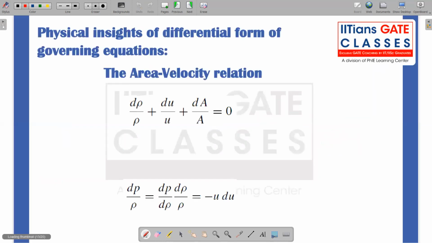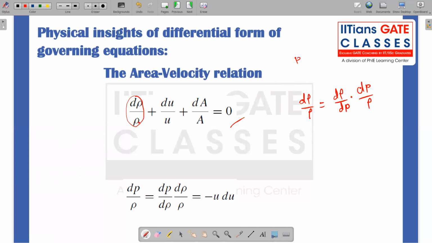So the continuity equation, whatever I had, I can also express in this form, right? So I had it in this form. From here, what I am going to do is change this d rho by rho in terms of these variables, whatever I already have. So how we can do it is, d rho by rho can be written in terms of d rho by dp times dp by rho, right? But what is this one?